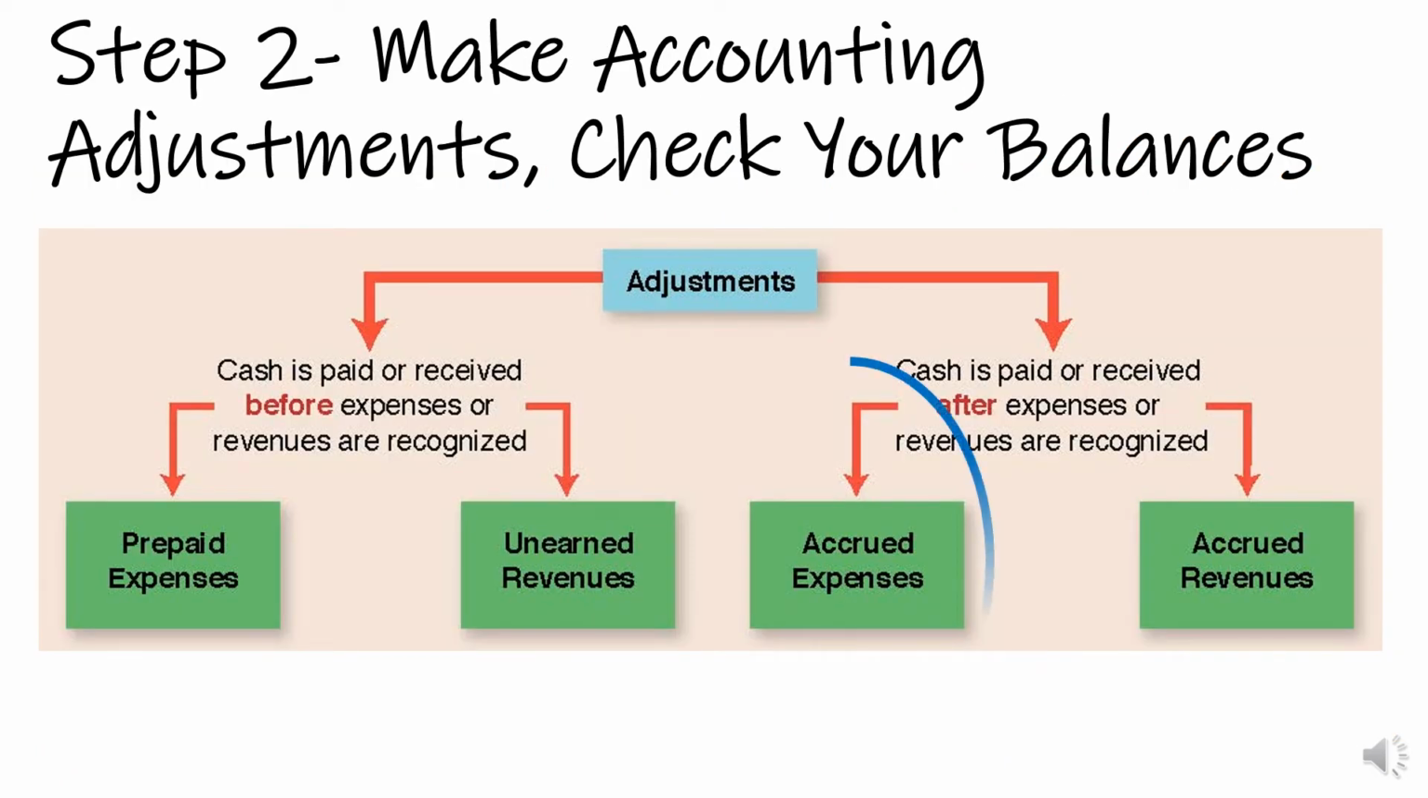Now on to the third category of adjusting journal entries. These occur when you know you're eventually going to have to pay a bill, but the cash hasn't left your bank account yet. Now let's look at what that means.